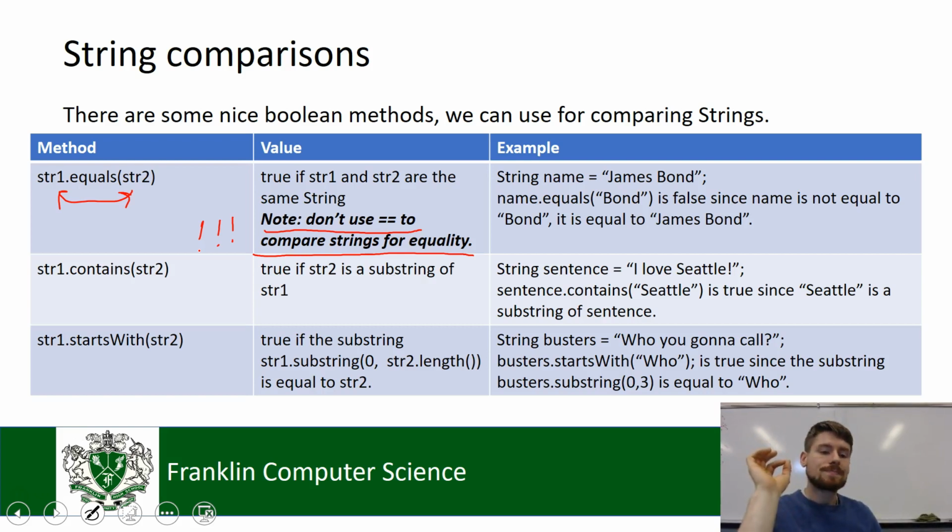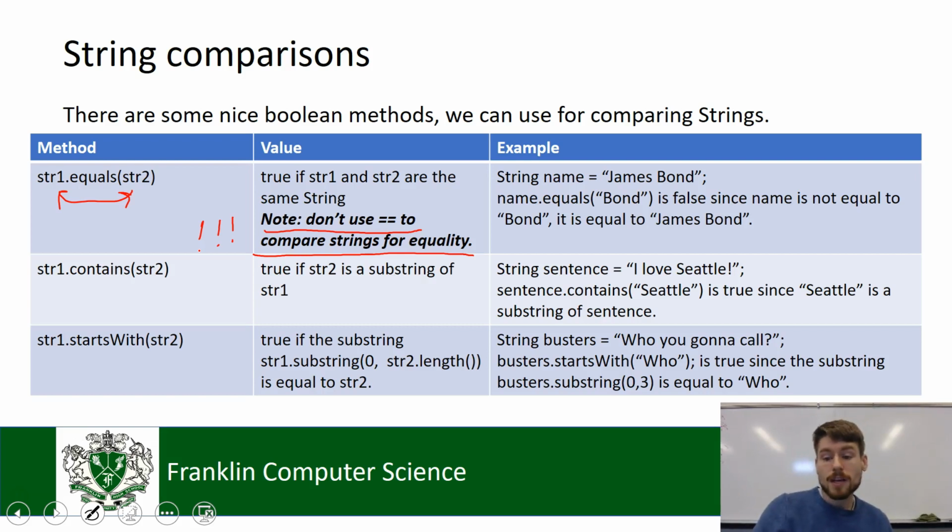And so just never use it. Don't use double equals for comparing strings for equality. Always use dot equals, the dot equals method. So here's an example over here. If I have a name, James Bond, and I say, is this name equal to the string Bond, name dot equals Bond, that's false because Bond is not the same characters in the same order as James Bond, okay? So those would be false if I were to do name dot equals Bond.